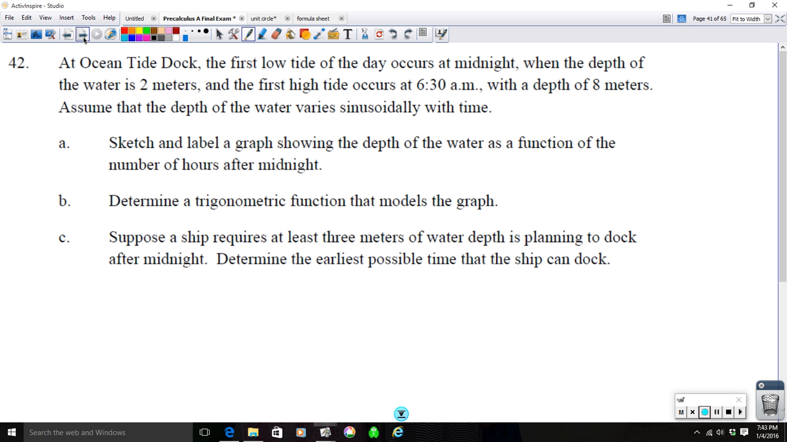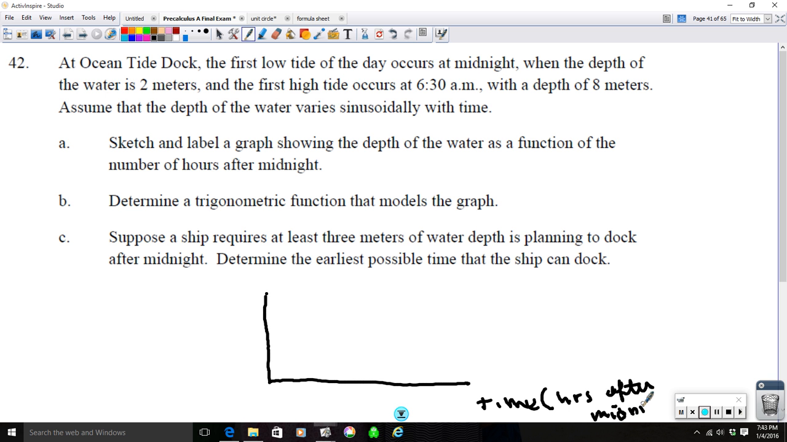42. Ocean tide dock, first low tide. Okay. So again, sketch and graph and label a graph. So this is time, and this is hours after midnight, and y is depth of the water. So it is telling you here at midnight, so this is at 0, which is midnight, the water is 2 meters.